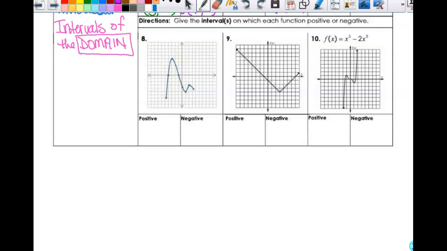positive or negative. So it says give the intervals on which each function is positive or negative. If the function is positive, that means the y values are positive. If the function's negative, it means the y values are negative. So everything above the x-axis is going to be positive. Everything below the x-axis is going to be negative because we're talking y values. If it is on the x-axis, then it is 0. It's not positive or negative. That's why we can't include it for positive and negative, right?